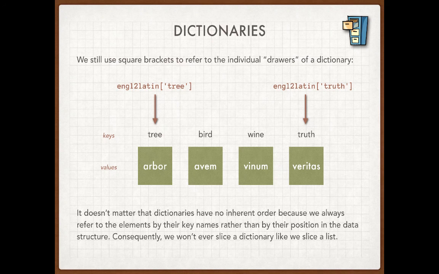So tree is a string. Python will look at that filing cabinet and find out which drawer has the label tree, and it will extract for me the contents, which is the word arbor. The same at the end with truth. If I wanted to know what the Latin word for truth is, I tell my dictionary I want the contents of the drawer labeled truth, and Python will return to me the word veritas.